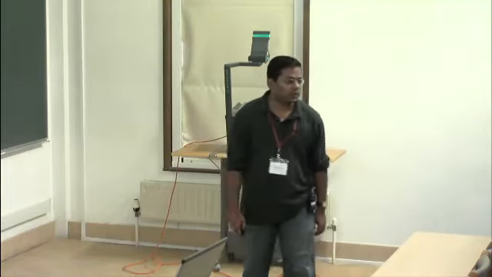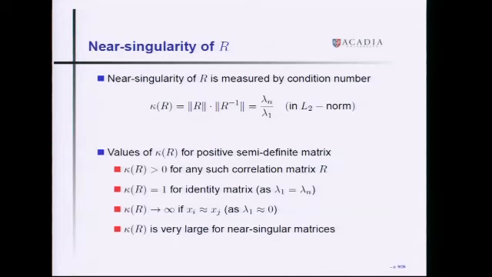So near singularity. What is near singularity and how do we quantify it? We can quantify it using this formula, kappa of R, the matrix norm of the correlation matrix R times the matrix norm of R inverse. In L2 norm, we can pick different norms here, but in L2 norm this is just the ratio of the maximum over minimum eigenvalues.